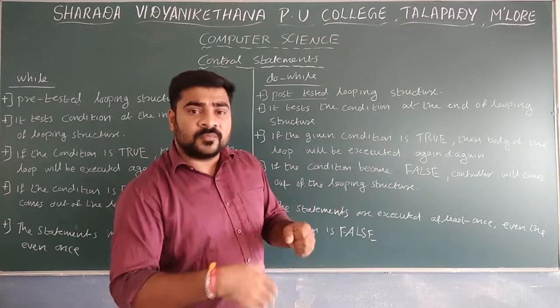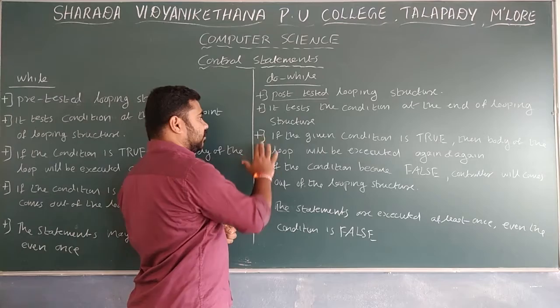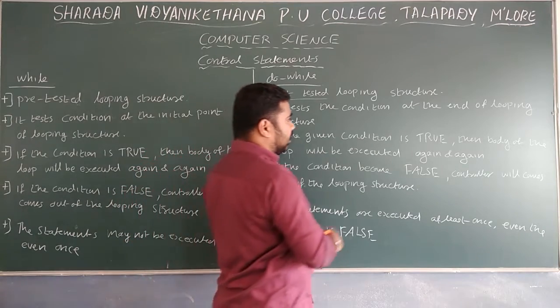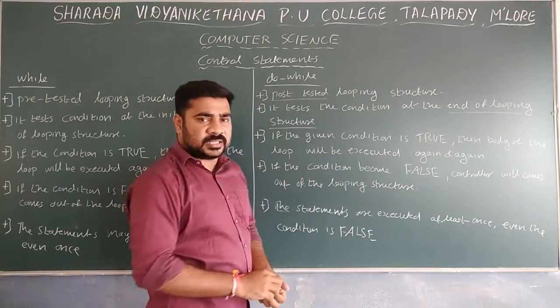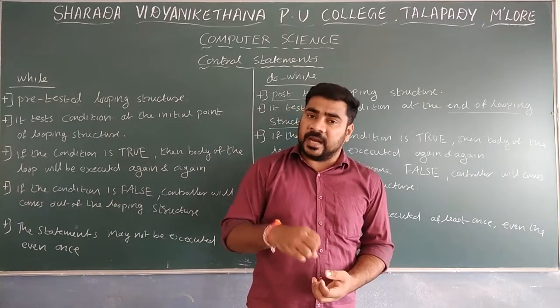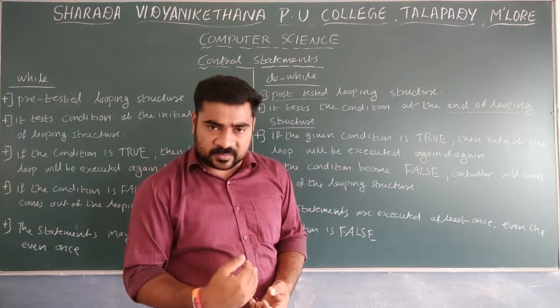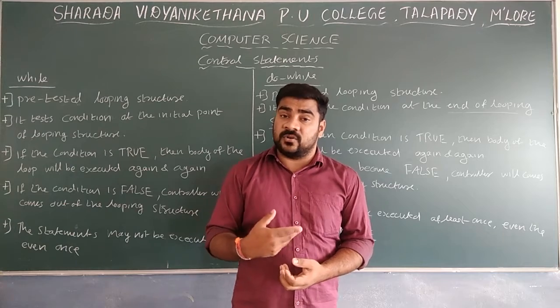If the condition is true, then once again the loop will be executed. That is post-tested. It tests the condition at the end of the looping structure. Control will check the condition at the end of the looping structure. So the statement will be executed, and after executing the statement, finally the condition is checked.